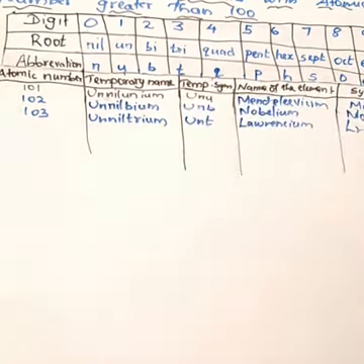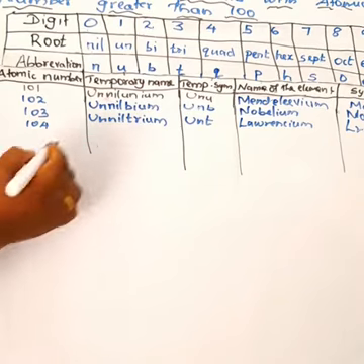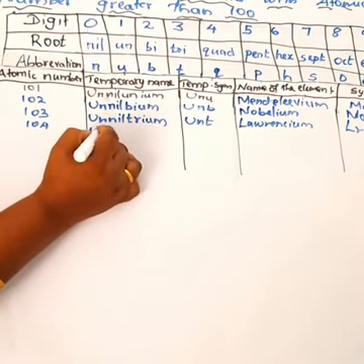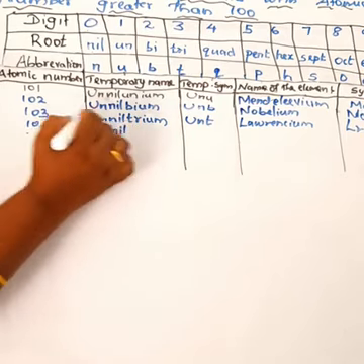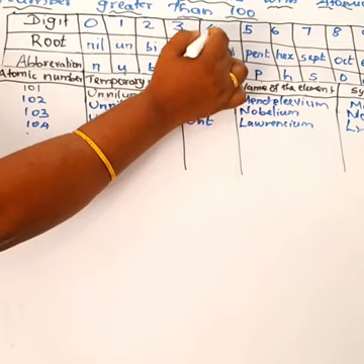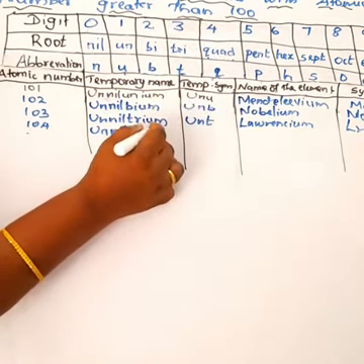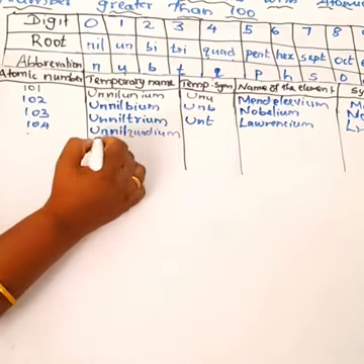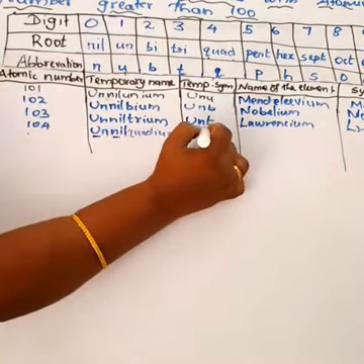After that, 104. What is the temporary name? Un for 1, nil for 0, and for 4, what is the numerical root? Quad, Q-U-A-D, and the suffix ium. So what is the temporary symbol? U for un, N for nil, and Q for quad.